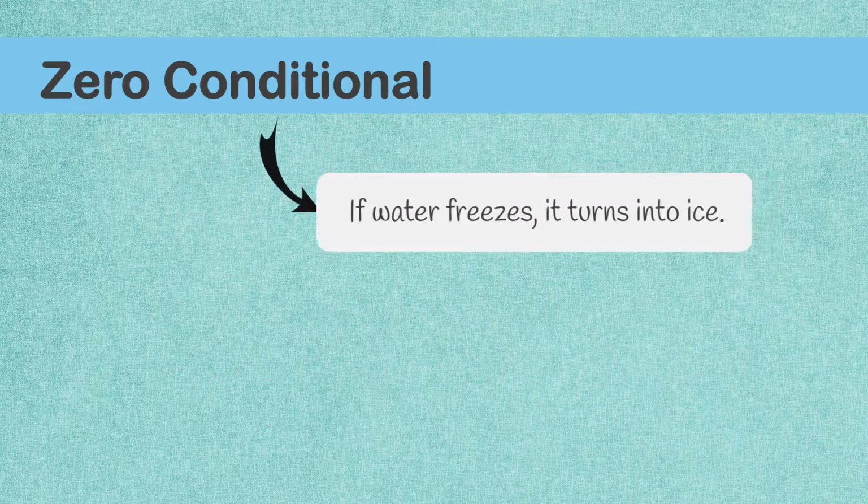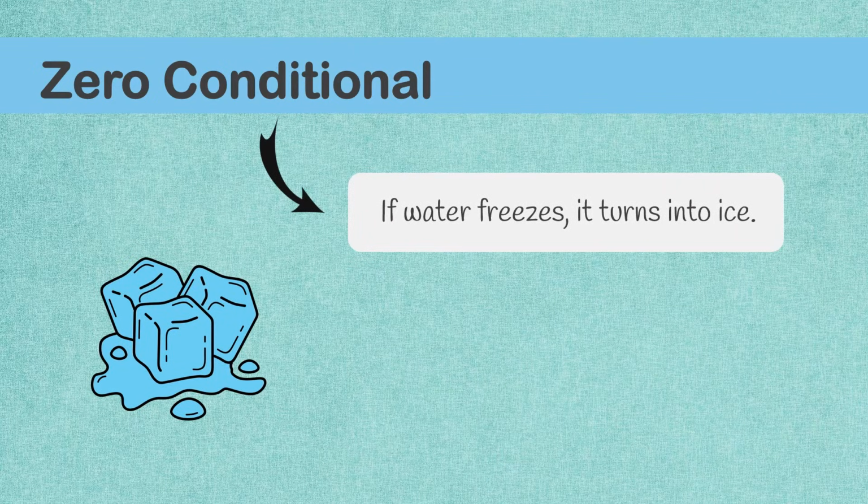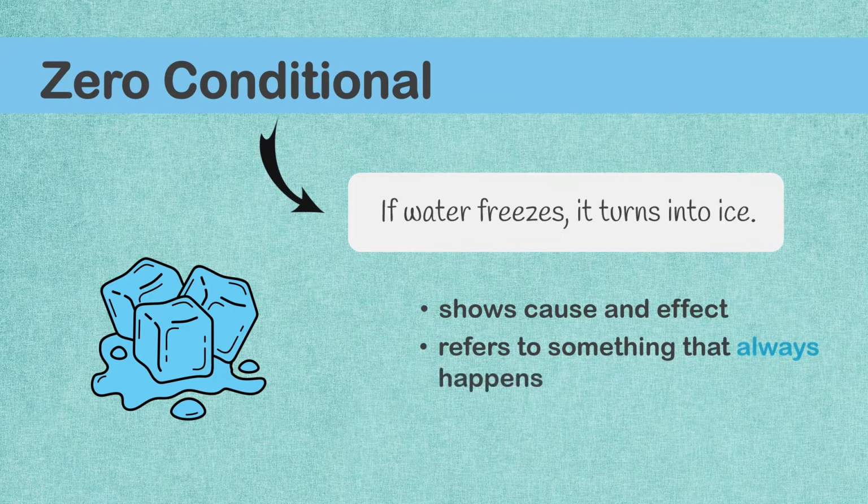Here's an example. If water freezes, it turns into ice. Notice it shows cause and effect. Also notice that it refers to something that always happens. When water freezes, it always turns into ice.